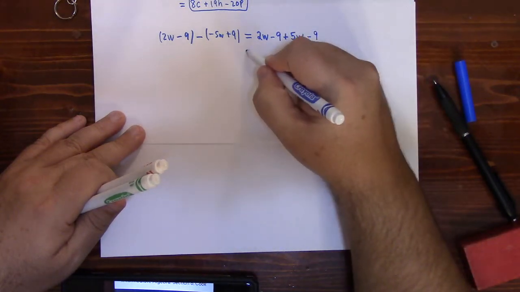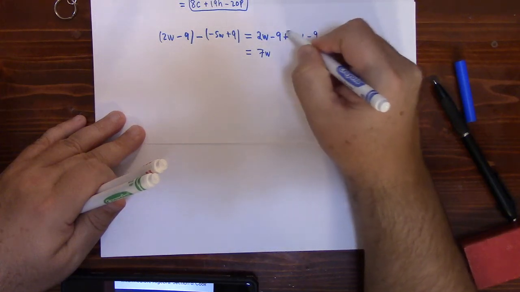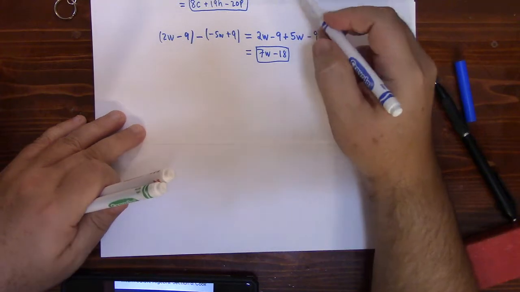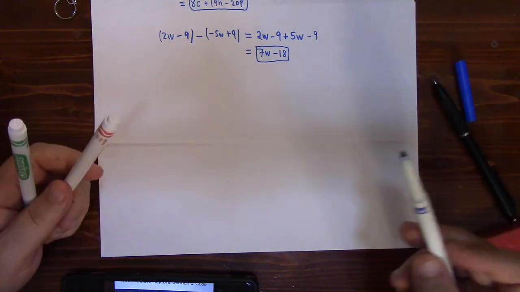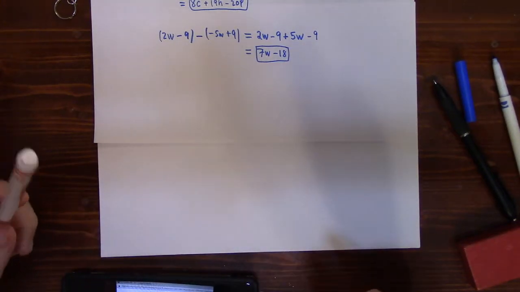Alright, what do I got? 2w, 5w gives me 7w. Minus 9 is minus 18. So, there you go. That's how that goes. Let's look at another one. I'm working my way back to the start of the section. I picked the problem of pretty much every type.